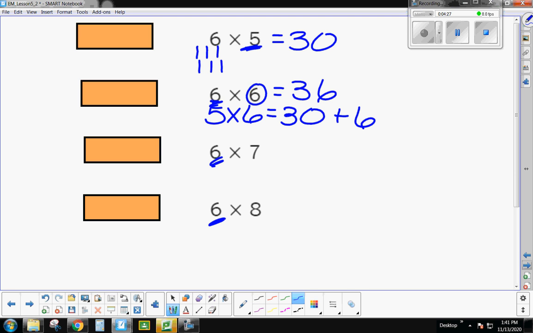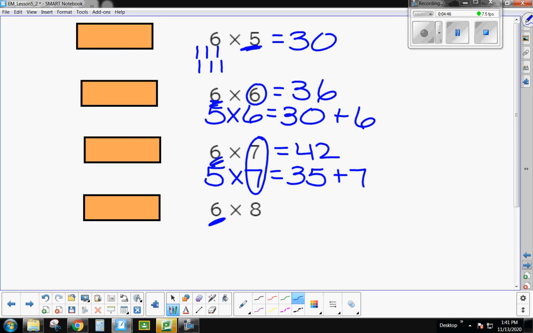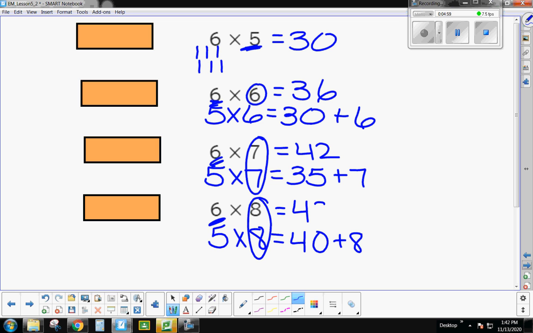All right, doing 6 times 7. Again, turn that 6 times 7 into 5 times 7. We should be able to do that quickly and easily and get 35. And then just add on another group of 7. 35 plus 7 is 42. All right, 6 times 8, I could change that into 5 times 8. 5 groups of 8 would be 40. And then just add on another group of 8. So my answer would be 48.